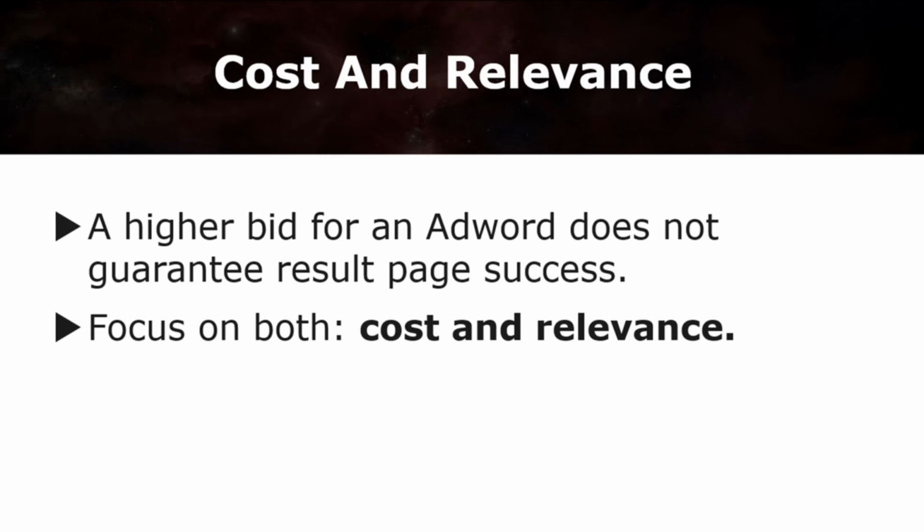You should take into account that the higher a bid for an ad word does not necessarily buy you the results page display success. As a matter of fact, even if your rival's bid is higher, it's possible that you appear above their ad. The reason being is your quality score is better. Higher quality score, lower CPC. So focus on both cost and relevance.